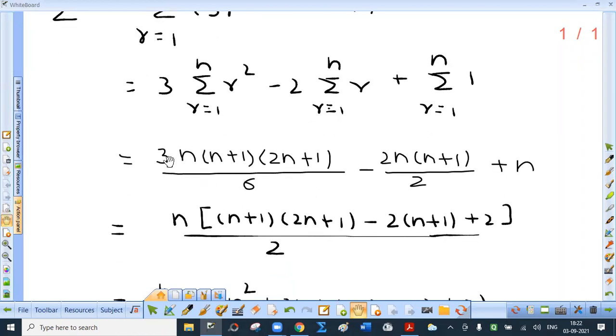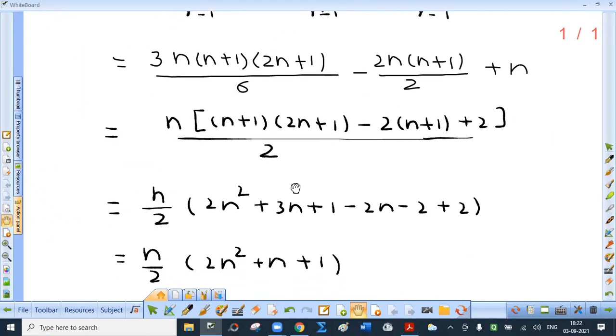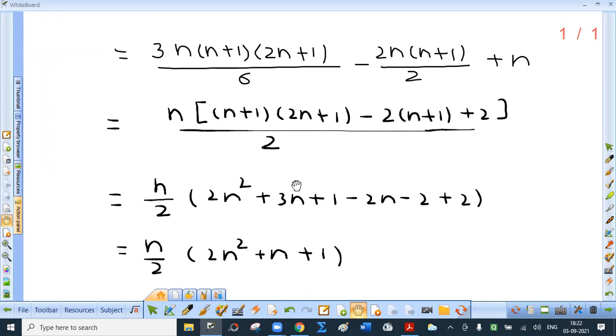Now I have not written that step, but 3 2s are 6. So LCM is 2. In the same step, I have taken n common to get in bracket n plus 1 into 2n plus 1 minus 2 in bracket n plus 1 plus 2, because when LCM is 2, this becomes 2n, but n is taken common. So plus 2 only. Now open all the brackets to get final answer as what? N by 2, 2n square plus n plus 1.